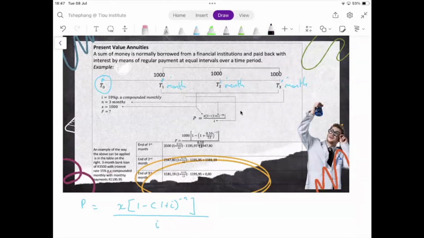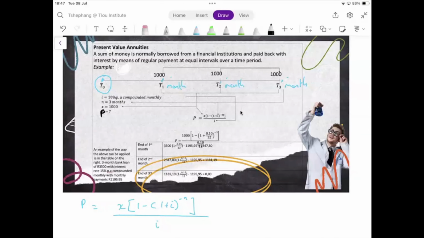We're going to assume our X to be 1,000. The interest rate is given to be 10% compounded monthly. And what we want is our P. We're going to plug that in, but before we plug it in, let's answer the question in the chat.